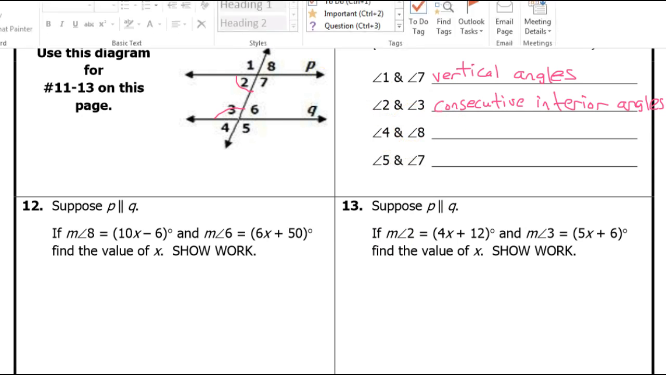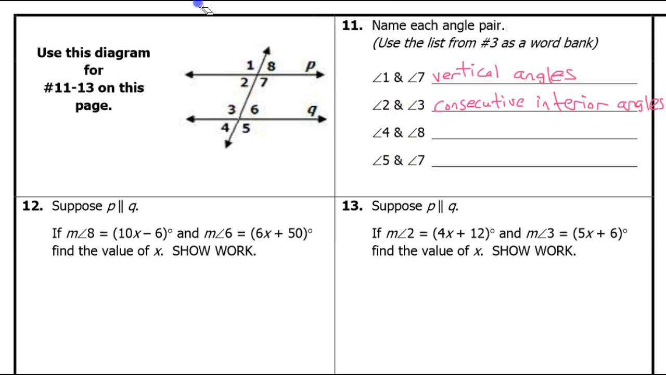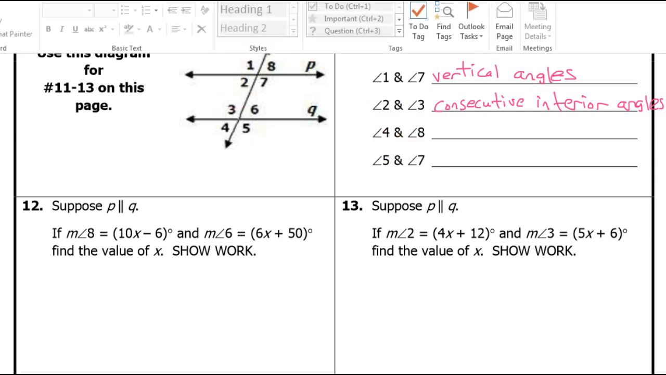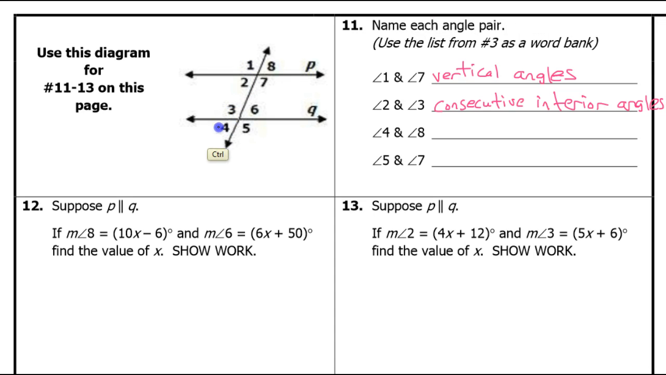Number 4 and 8. Okay, let's see. So here's number 4, here's number 8. So these are outside of the parallel lines, so that means they are exterior. They're on opposite sides of the line, so that means they are alternate. So we will say these are alternate exterior angles.